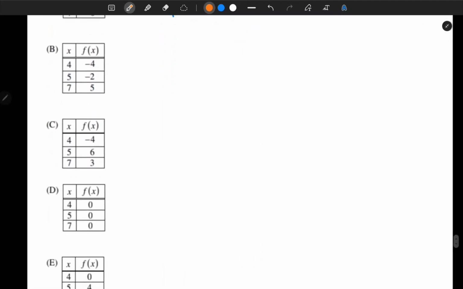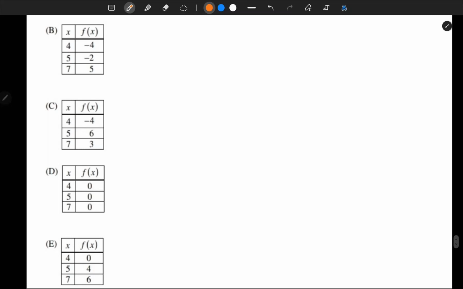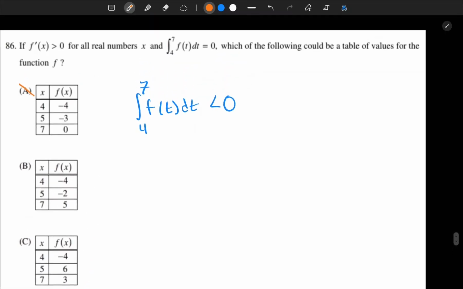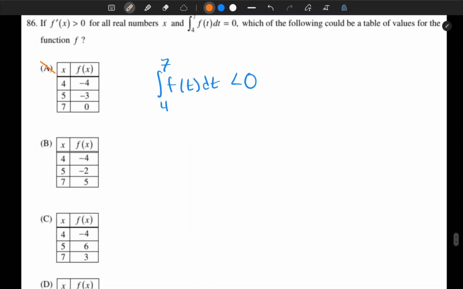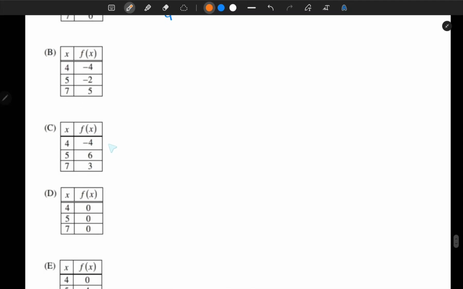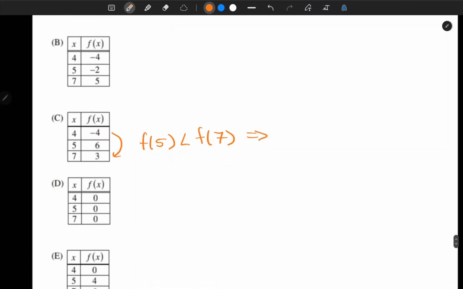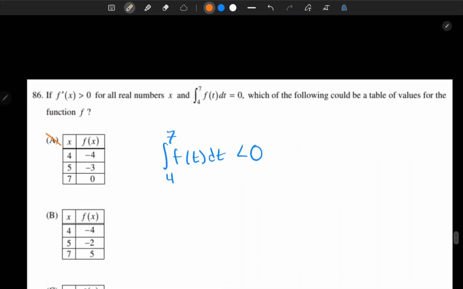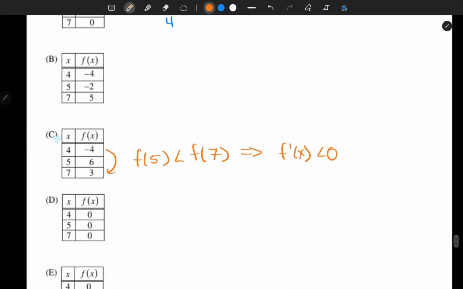Next, let's look at C. Looking at C, we find the rate of change from 4 to 7. Doing so, if we go from 4 to 7, we see that f of 5 is actually less than f of 7. This implies that f prime of x is less than 0. But we're given that f prime of x is always greater than 0. So C is not an answer.